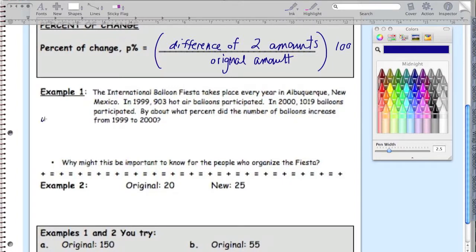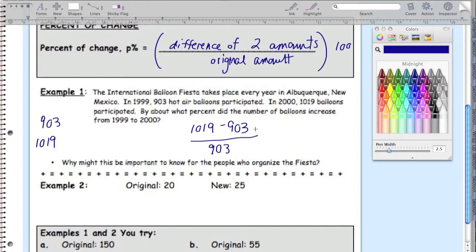So we know that first there were 903 hot air balloons. Then a year later there were 1,019 hot air balloons. They want to know by what percentage these balloons increased. So we want the difference of the two amounts. I'm going to subtract 1,019 minus 903, and divide that by the original. The original is what we started with, which is 903.